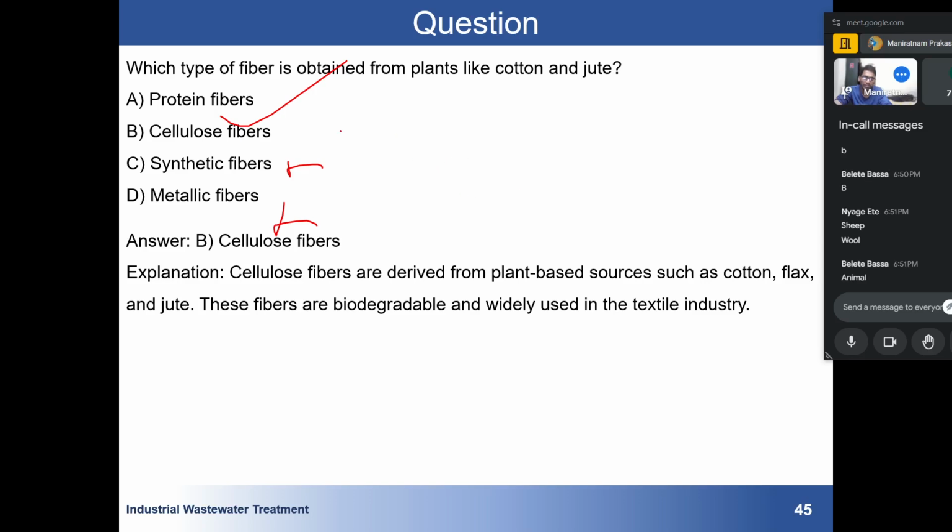Animal. Yes. Yeah, correct. Wool, silk. Yes, correct. So here in cellulose, cellulose are plant waste. Sheep, wool, silk. Yes, silk from silkworm and all these things. These are animal waste. So these are protein fibers. Correct.